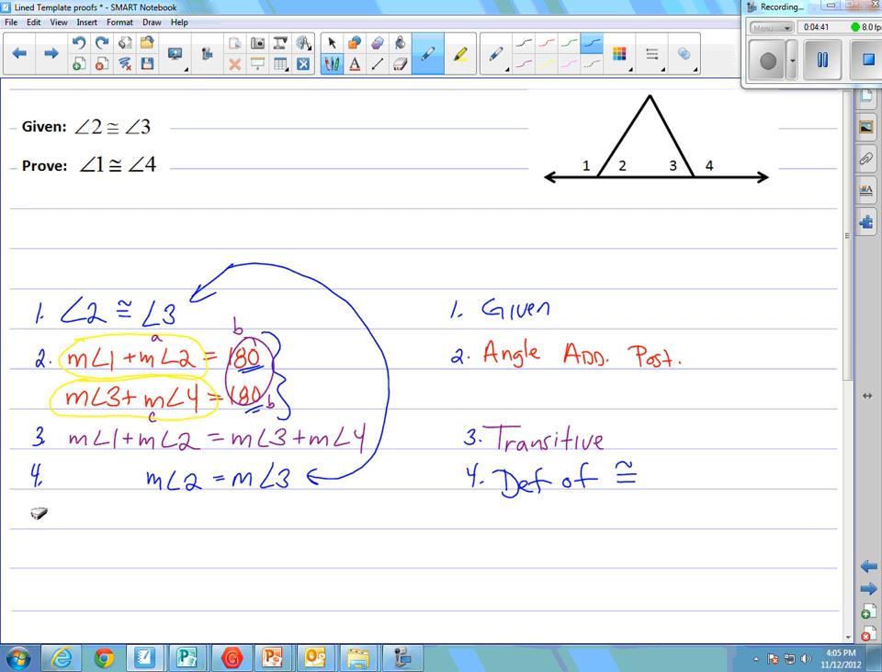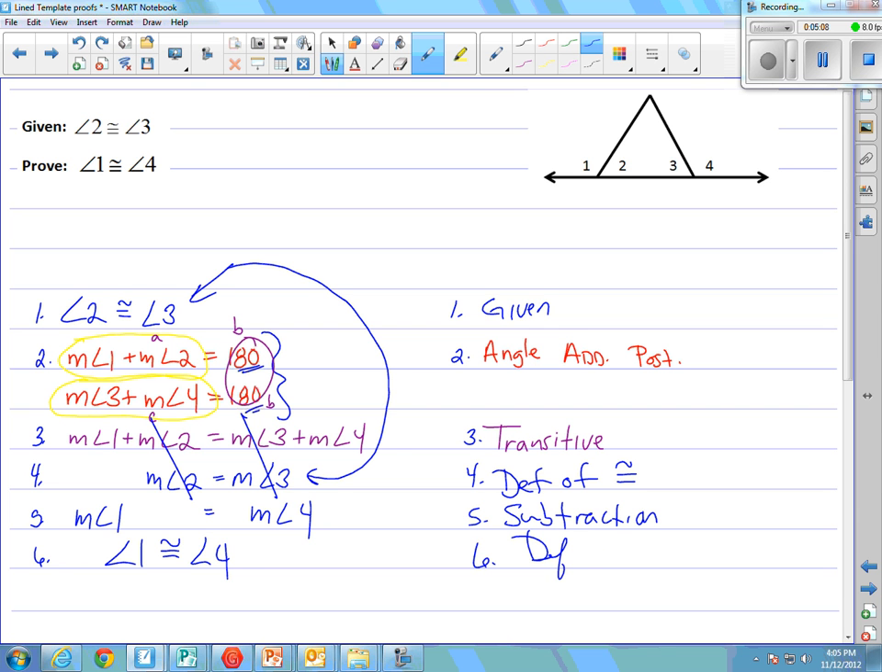Okay, so now that I've done that, I can recognize, well, hey, let's get rid of that. Let's get rid of that. That leaves me measure of angle 1 equal to measure of angle 4. The process of actually getting rid of those two values on both sides is subtraction. And now if the measurements are equal, we can say that the shapes are congruent by the definition of congruency. And now we've shown what we were asked to prove.